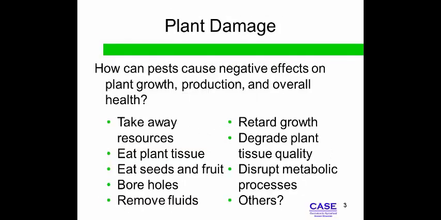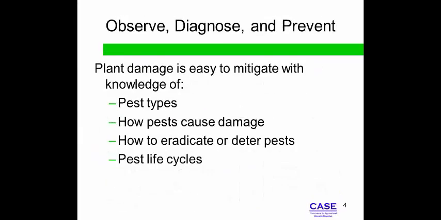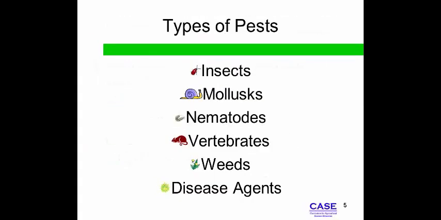The negative effects of pests cause economic, environmental, and other problems within a plant production system. If you are familiar with common types of pests and their life cycles and monitor your plants for damage, it will be easier to prevent and/or manage pest damage. Pests found in plant production include insects, mollusks, nematodes, vertebrates, weeds, and disease pathogens. Each of these will be discussed momentarily.